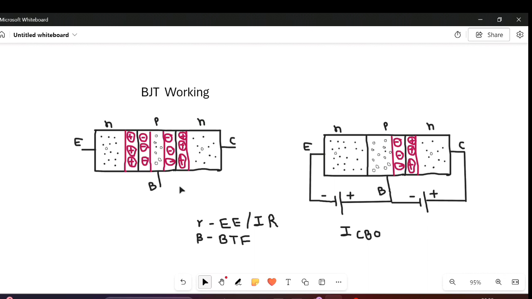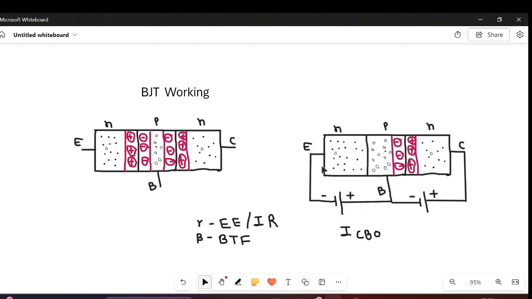In order to make the transistor work in the active region, in the working condition, we need to apply biasing. If you consider the biasing supply, here the emitter base junction is forward biased and the collector base junction is reverse biased. This means the N type is connected to the negative terminal of the battery and the P type is connected to the positive terminal of the battery. In the same way, the N type is connected to the positive terminal of the battery and the P type is connected to the negative terminal of the battery. That is nothing but reverse biasing.